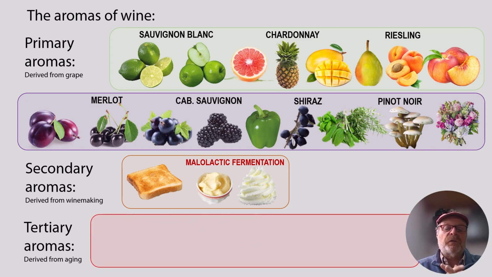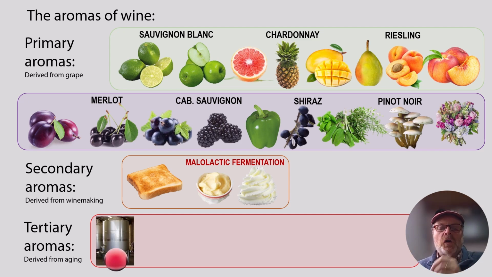Then we have the tertiary aromas, which are related to the storage and the aging of the wine. So where we store and age the wine will be very, very important. Let's say that we have any wine, any of the wines that we have just discussed previously, and we store the wine in a stainless steel tank. Whatever the aromas are present in the wine as we store it in stainless steel, it will be kept in the same way.